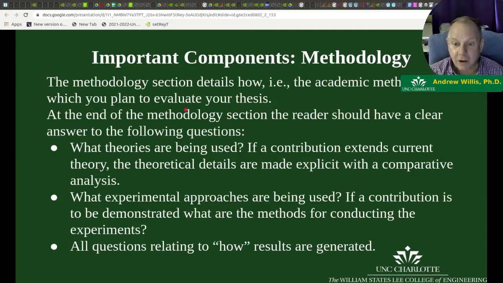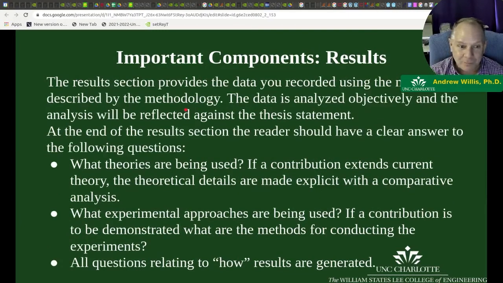Okay, so that's methodology. And I'm just going through these quickly so that we can ground ourselves in how we're going to go about attacking this monumental task of writing a thesis, right? So we have the introduction, we have the related work, we have methodology. The next section is results.